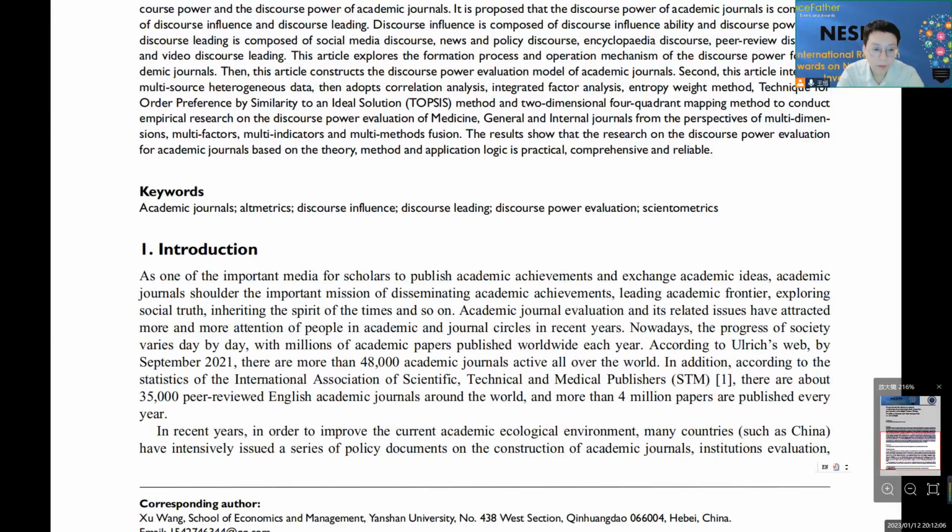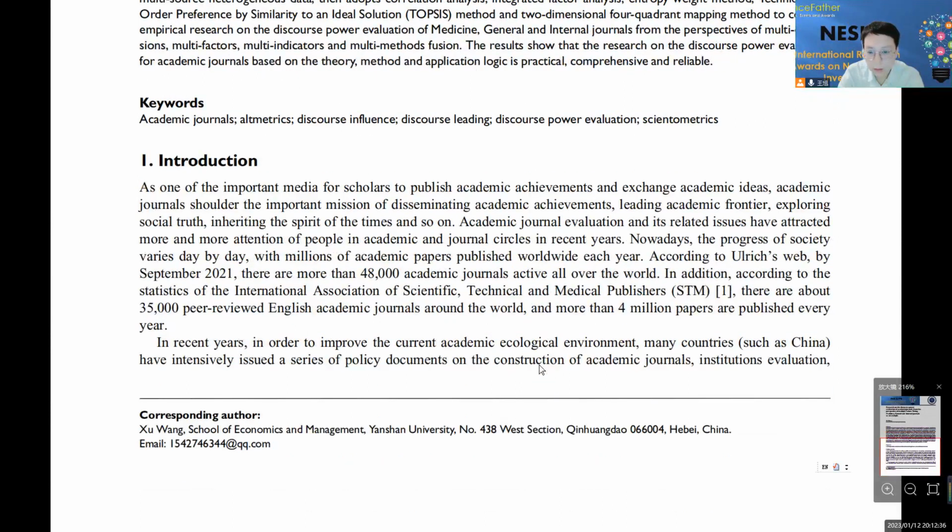As one of the important media for scholars to publish academic achievements and exchange academic ideas, academic journals shoulder the important mission of disseminating academic achievements, leading the academic frontier, serving social needs, inheriting the spirit of the times, and so on. Academic journal evaluation and its related issues have attracted more and more attention of people in academic and journal circles in recent years.